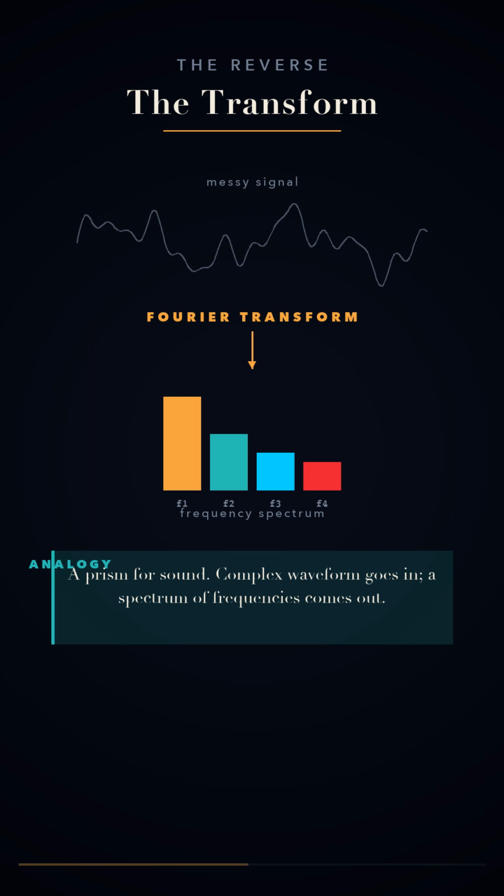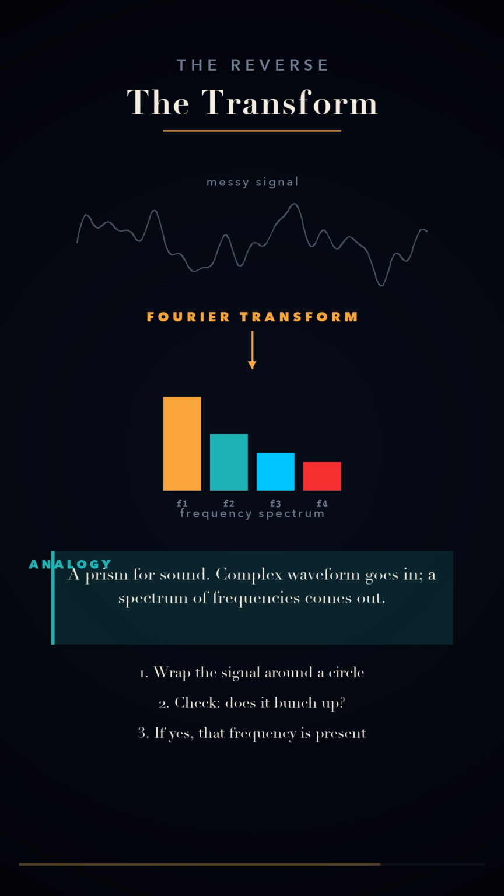The formula itself looks intimidating at first glance. An integral from -infinity to +infinity of the signal multiplied by a spinning complex exponential. But the intuition is simple. For each candidate frequency, you wrap the signal around a circle at that frequency and ask, does the result bunch up on one side, or does it cancel out evenly? If it bunches up, that frequency is present in the signal. If it cancels, that frequency is absent. That is the entire idea. Wrap. Check for bunching. Repeat.